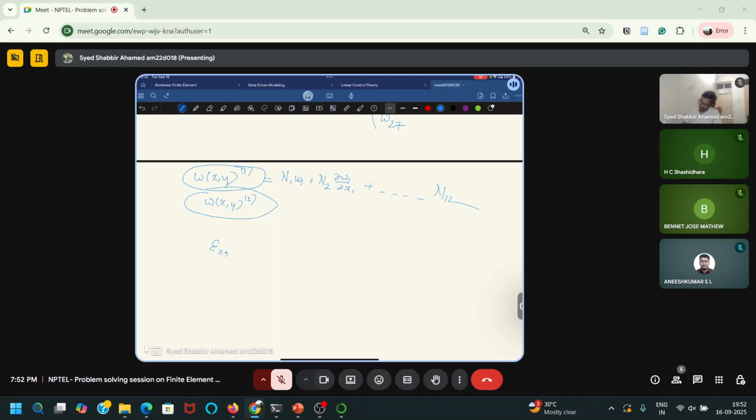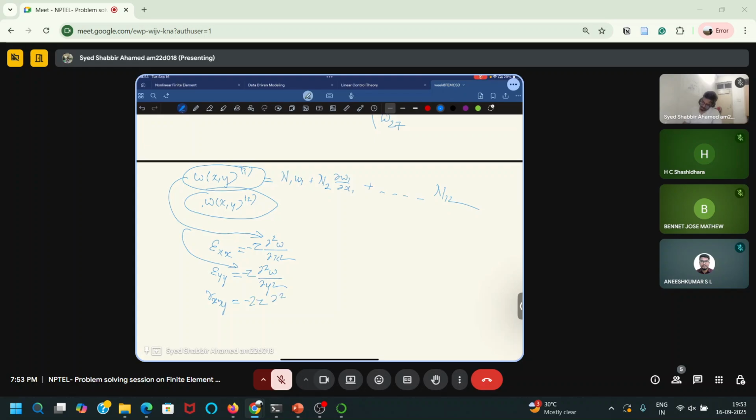Epsilon xx is z into dou square w by dou x square. Epsilon yy is z into dou square w by dou y square. So substitute this here, in these equations for element 1 and element 2, and we also have to find out gamma xy, right? So yeah, gamma xy.